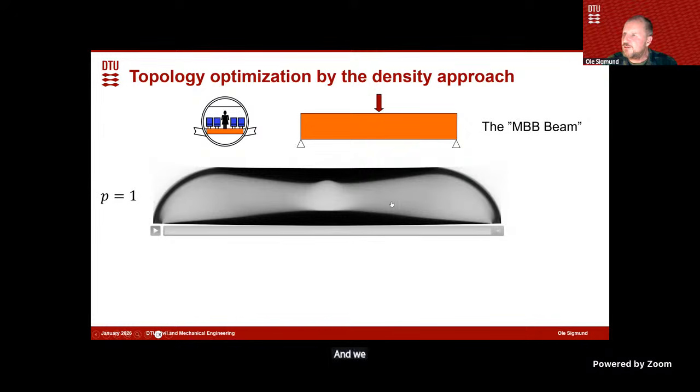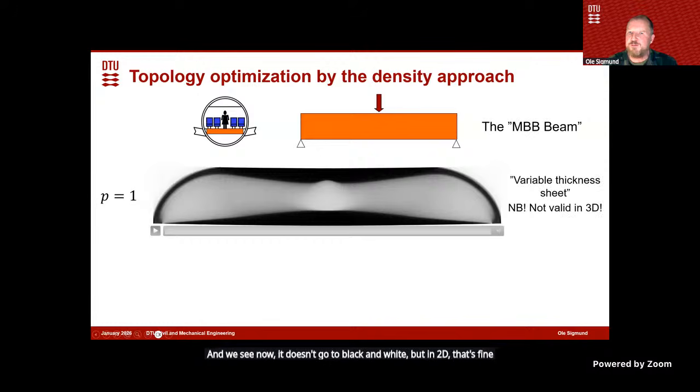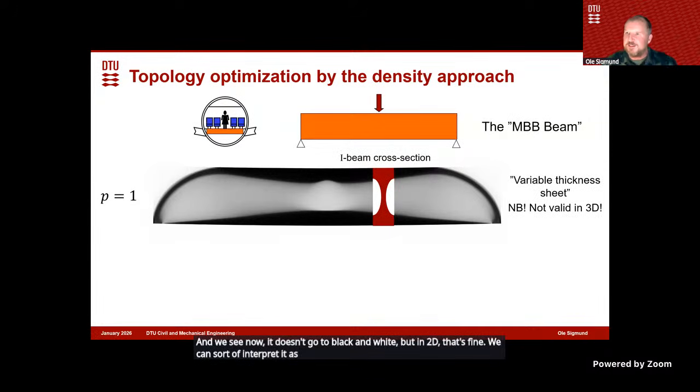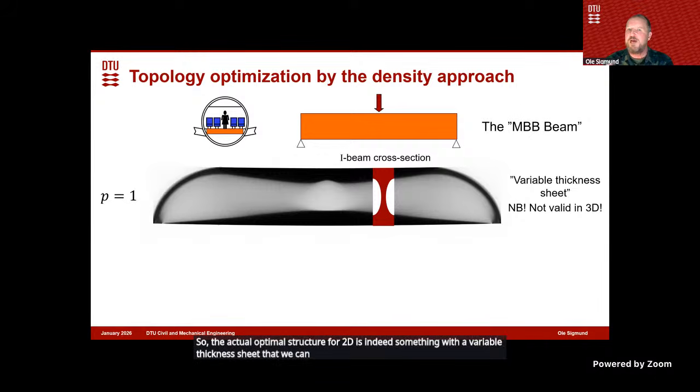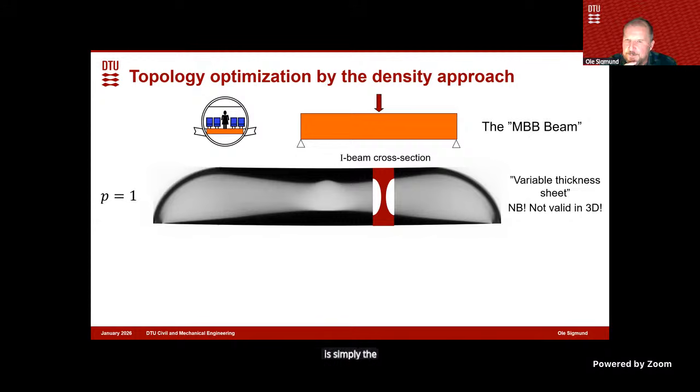And we see now it doesn't go to black and white, but in 2D, that's fine. We can sort of interpret it as an I-beam cross-section. It's thick in the top and the bottom, and it has this shear web in the center. So the actual optimal structure for 2D is indeed something with a variable thickness sheet that we can interpret, where the out-of-plane relative thickness is simply the density variable.